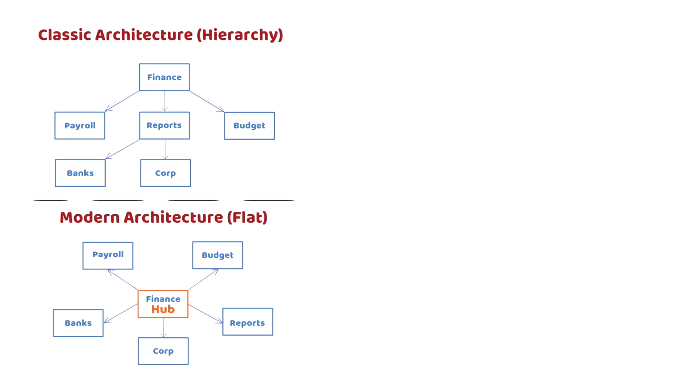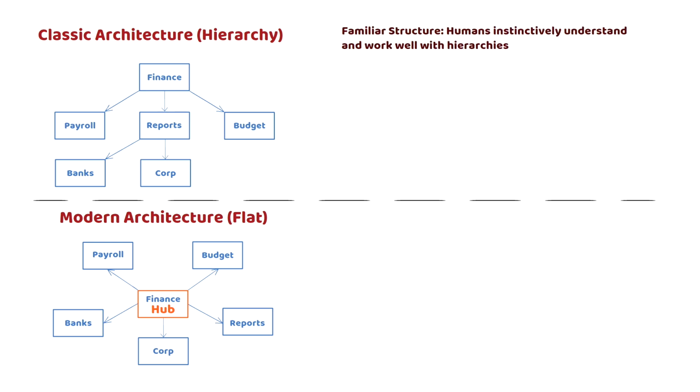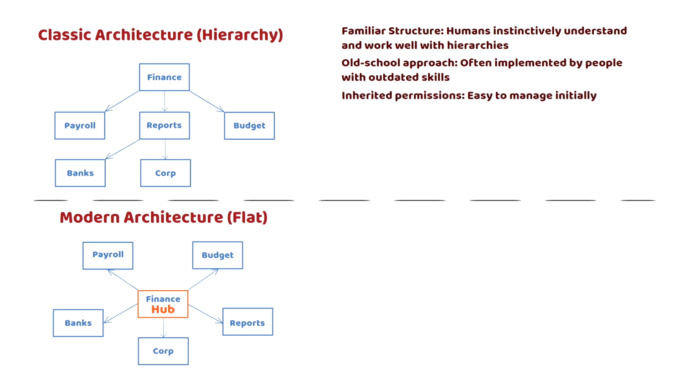Now let's compare the two. First, the classic architecture works because humans instinctively understand and work well with hierarchies. A lot of things in our lives are based on hierarchies. However, it is an old school approach, and it is often implemented by people with outdated skills based on that convenience alone. In a classic architecture, you can inherit security permissions from the parent sites.